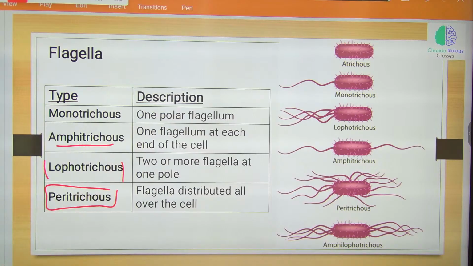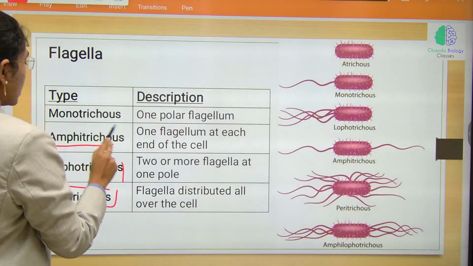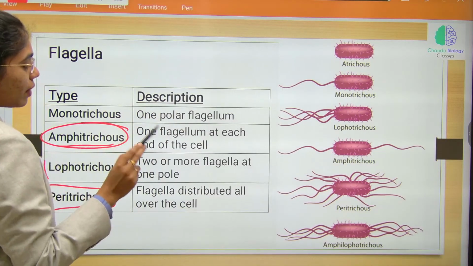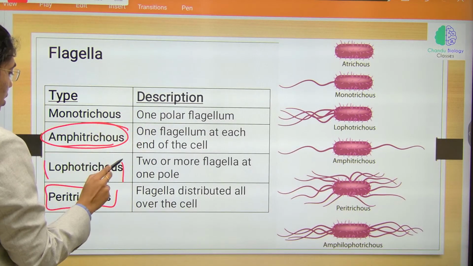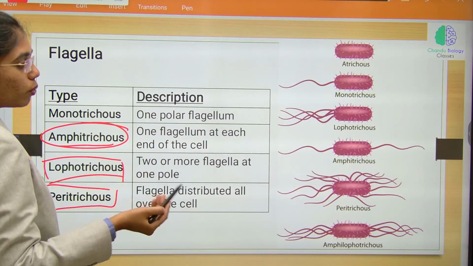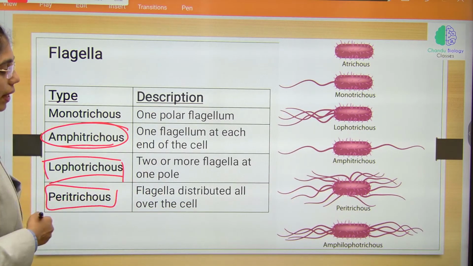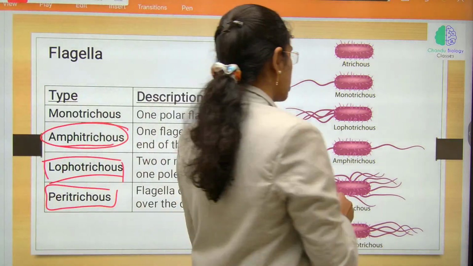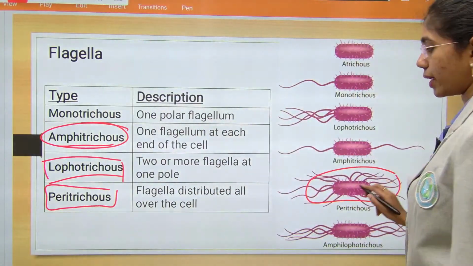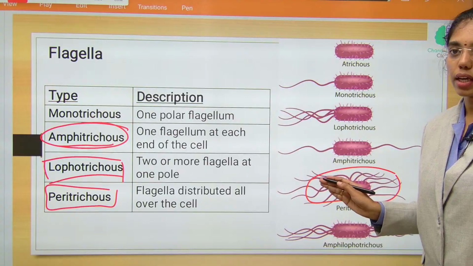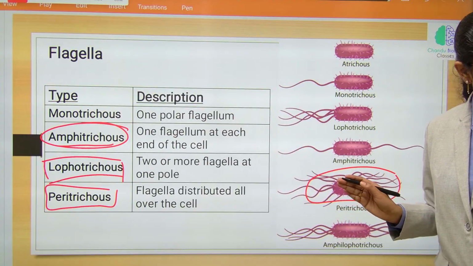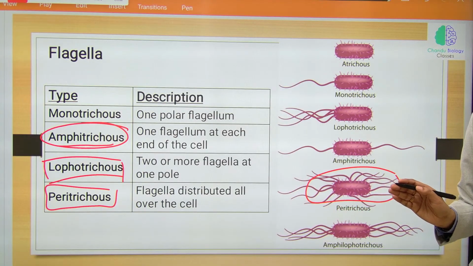Clear, right? Monotrichous is one polar flagellum. Amphitrichous, one flagellum at each end of the cell. Lophotrichous, 2 or more flagella from one pole. Peritrichous, if flagella are present all over the surface of the bacteria, that is known as peritrichous. Clear till here? Any doubt anywhere?